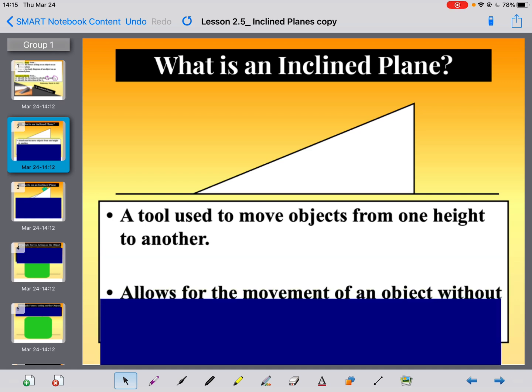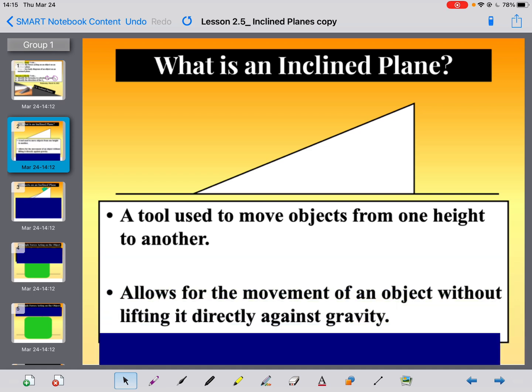And it also allows for the movement of an object without lifting it directly against gravity. So using a ramp is actually a lot easier than you trying to pick something up and go up the stairs. If you remember from your history course, you learned about the Great Pyramids of Giza, and the Egyptians used ramps to push those big blocks that now make up the pyramids in Egypt. So ramps have definitely been around way before this class.